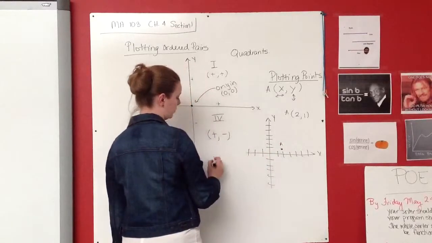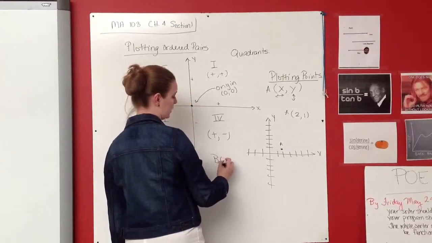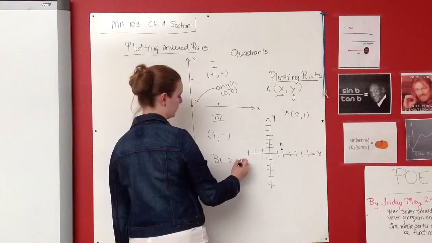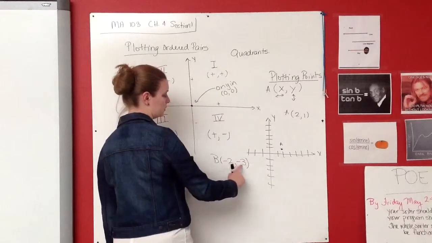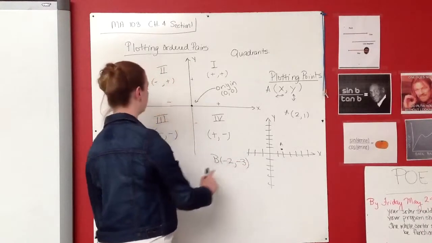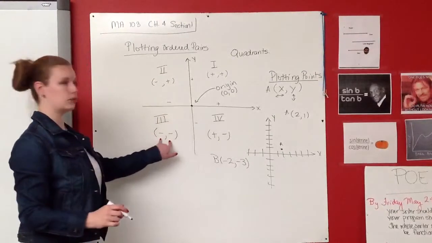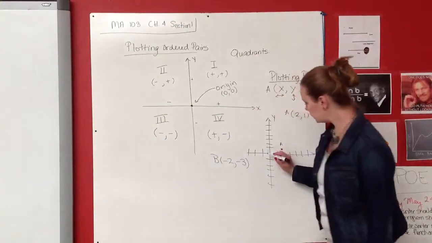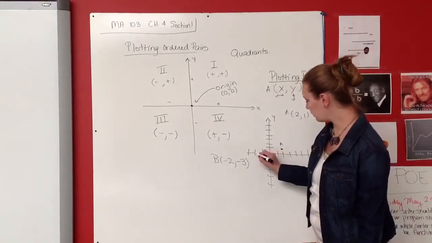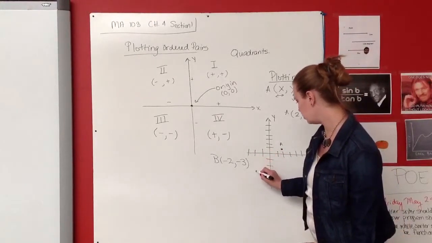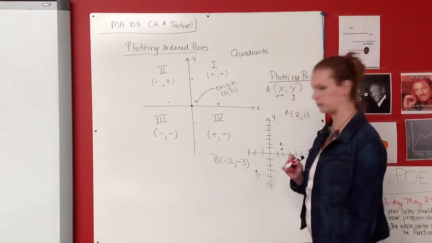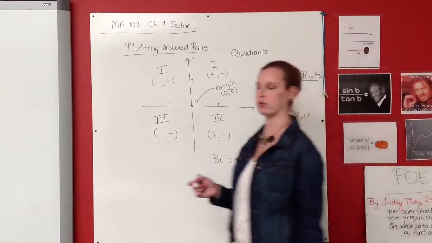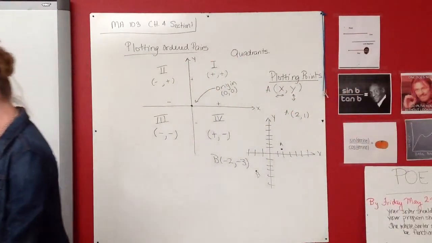If we wanted to label another point, maybe it's (-2, -3). First of all, notice that both of your coordinates are negative, so that's quadrant 3, where both of your coordinates are negative. What we're going to do is again start at the origin, except we're going to go left 2 and then down 3. You place your point, that is point B. So that's how we plot coordinate points on a coordinate plane.